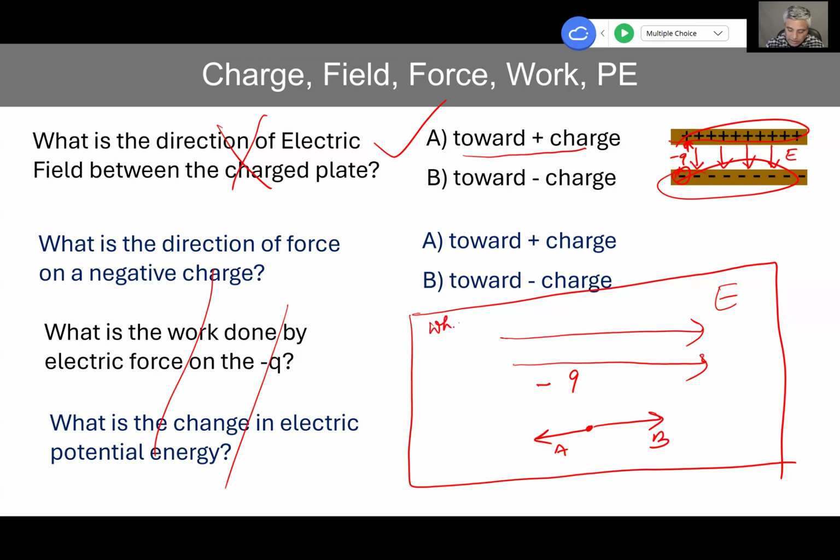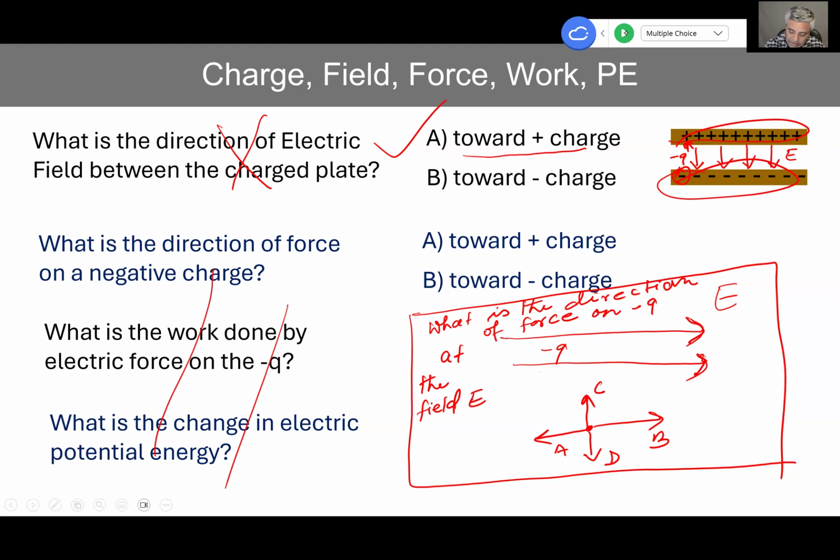So what is the direction of force on negative Q in the field E? Okay, so the direction of the field is known, right? And we know there is this negative charge here, let's say. What's going to be the direction? Oh, we can have up or down. Almost forgot. Okay, so I'm opening the poll and you have 30 seconds for this.